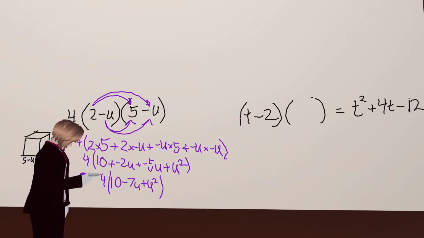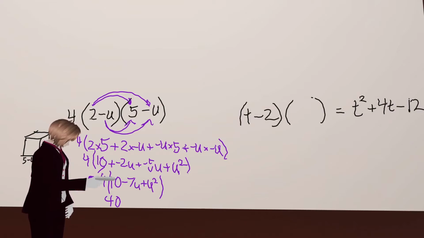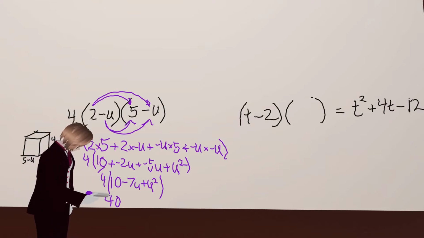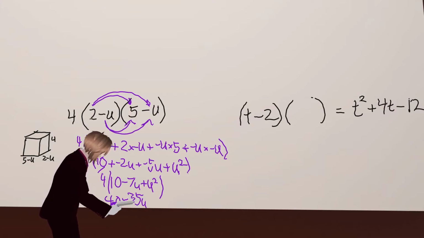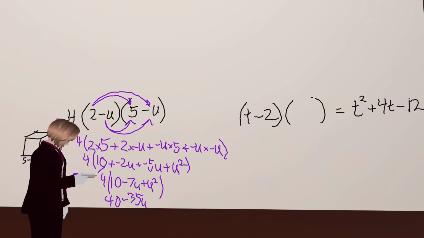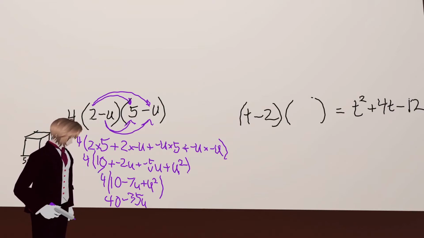Let's expand this last bit. 4 times 10 is 40. 4 times minus 7u is negative 28u. And lastly, we have 4 times u squared, which is just 4u squared.